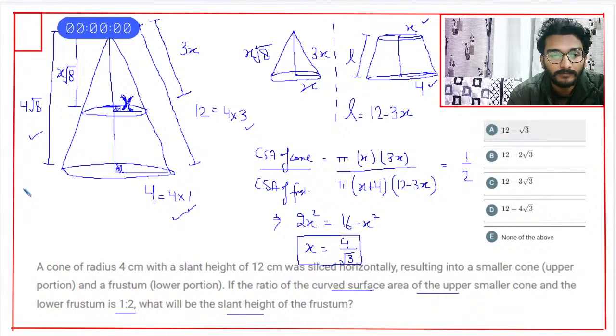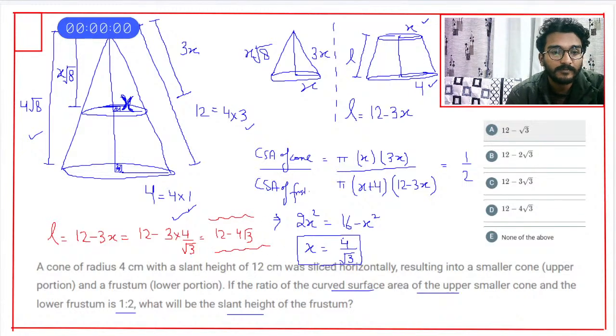So what is the slant height? Slant height equals 12 minus 3x. 12 minus 3x, and this is the x value. That will give me 12 minus 4 root 3. So that's our answer for this question.